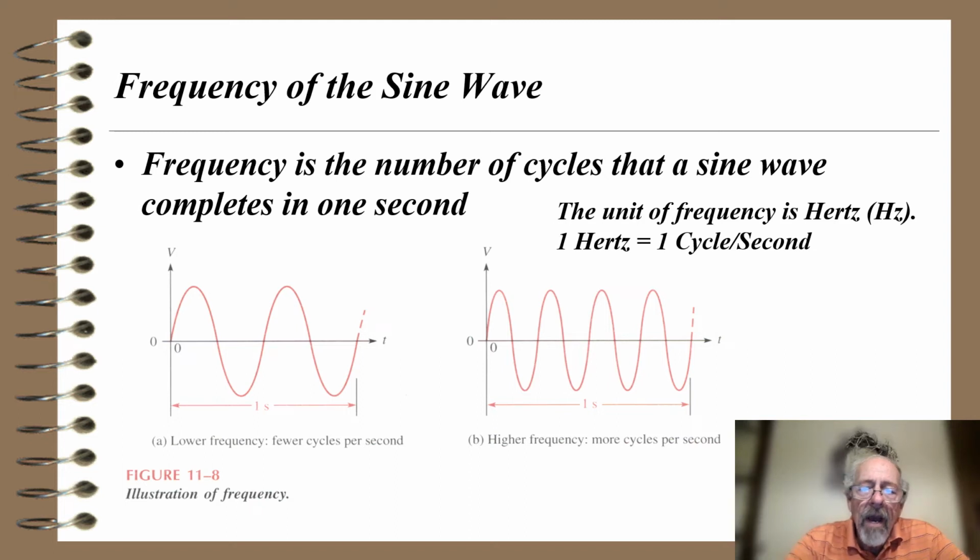What's more common is the frequency of the sine wave, and the frequency is the number of cycles that a sine wave completes in 1 second. On the left, figure 11.8, we see 2 cycles in 1 second, so that would have a frequency of 2 hertz. To its right, it looks like 1, 2, 3, 4 cycles in 1 second, so that would have a frequency of 4 hertz. The unit of frequency is hertz. 1 hertz is 1 cycle per second.